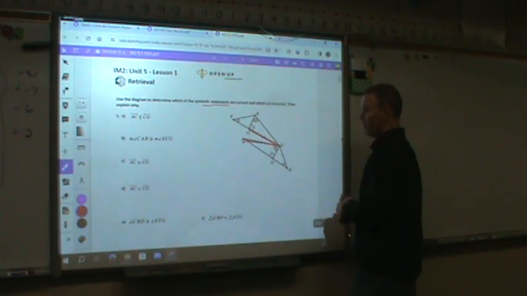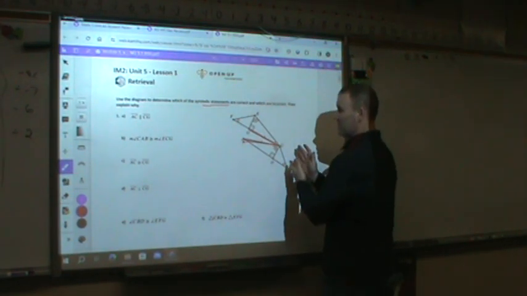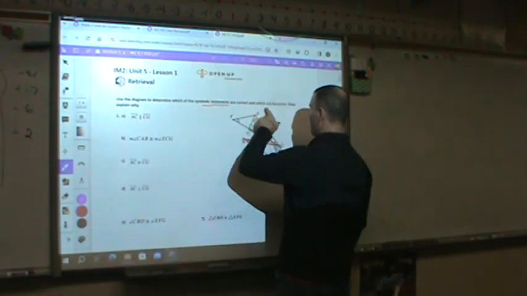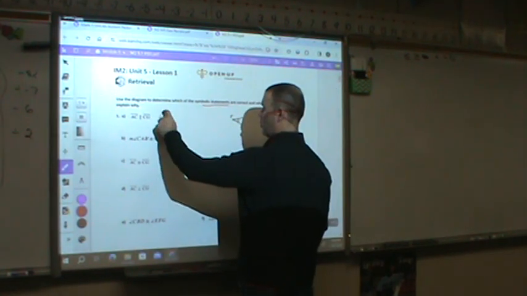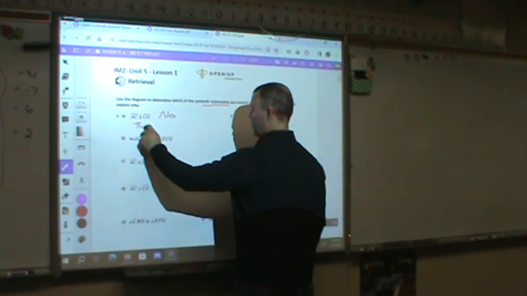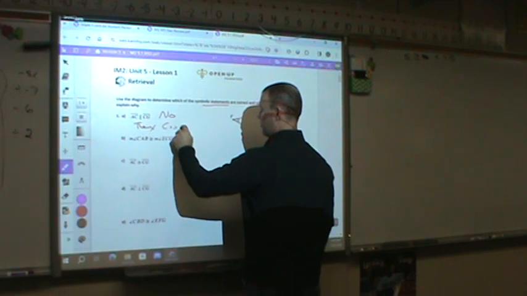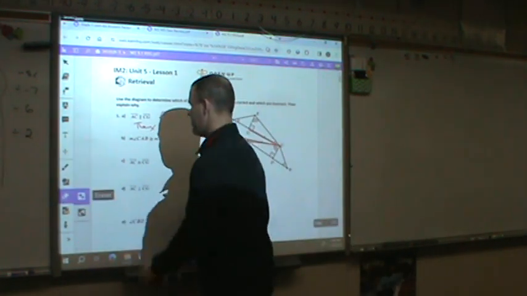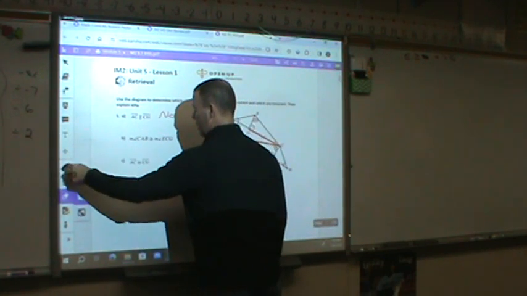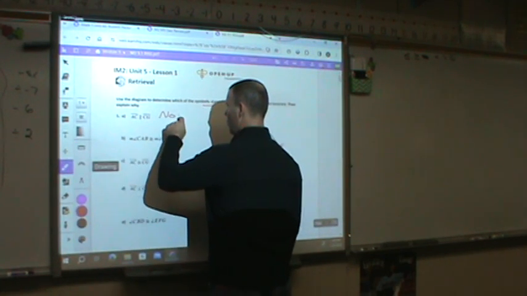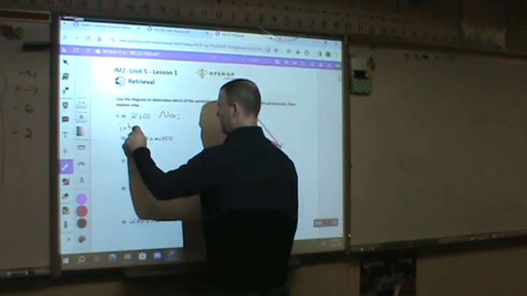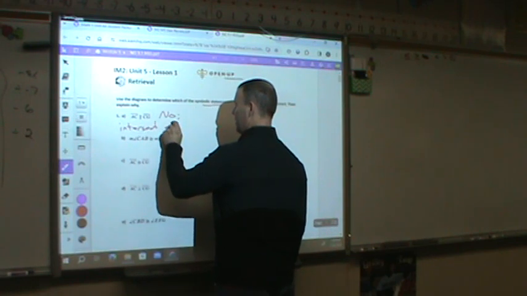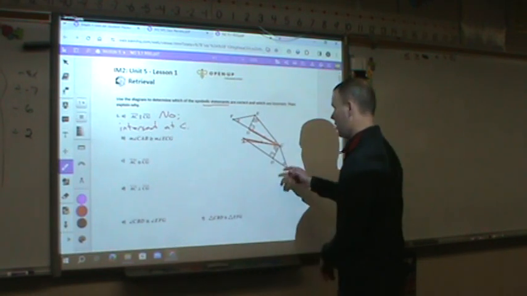Well, if these two lines are parallel, they'll never cross. These cross, so they're not parallel, and then explain why. No, they cross. Or perhaps a better one would be: no, they intersect at C. So C tells you where they intersect.